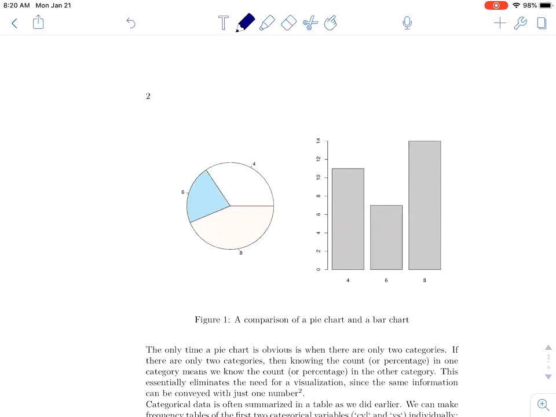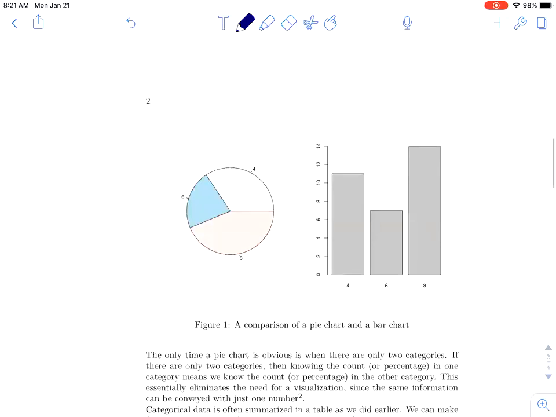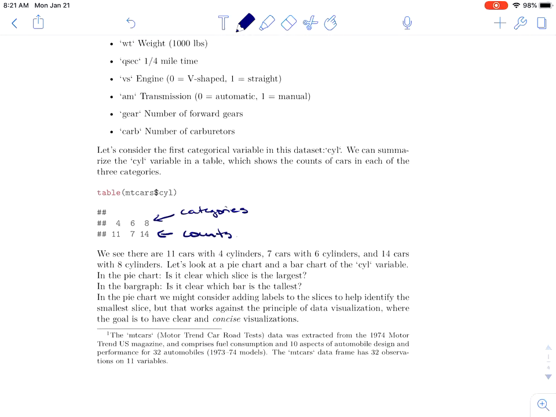One argument you could make, if you were trying to make a pie chart, is, well, you could just add labels for the size of each thing, right? But again, that would work against the principle of clear and concise graphics, right? Because now you're crowding it with information that would just be a table. And so you could just give the table and not visualize it.